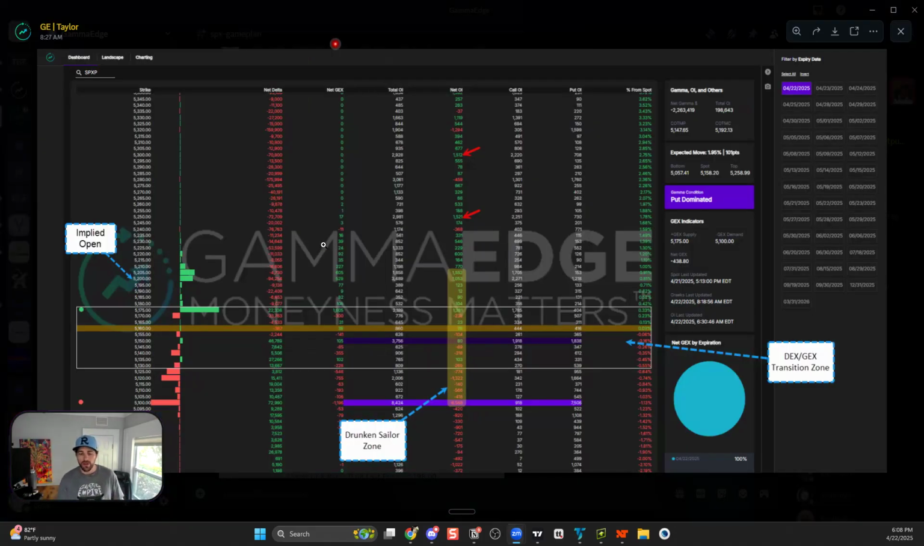So this is the pre-market dashboard. We were implied to open at 5,200. A couple things to note here. Put dominated above spot price, call dominated below spot price. That is a normal structure, so really nothing to note there.